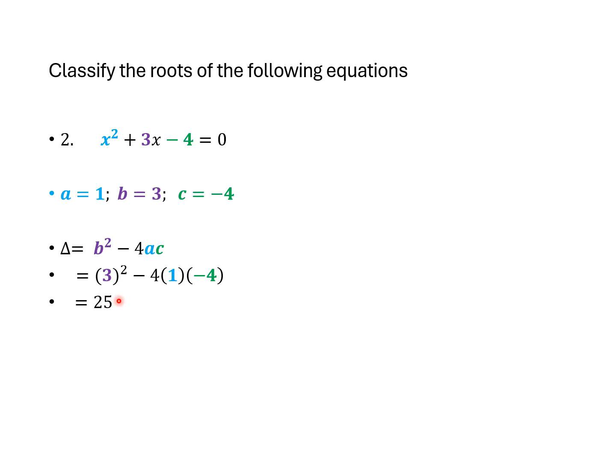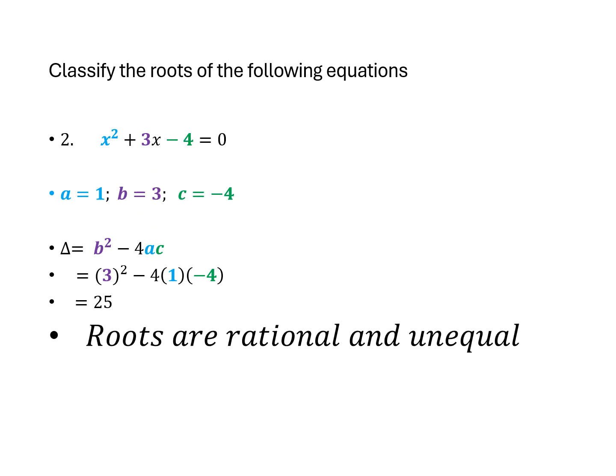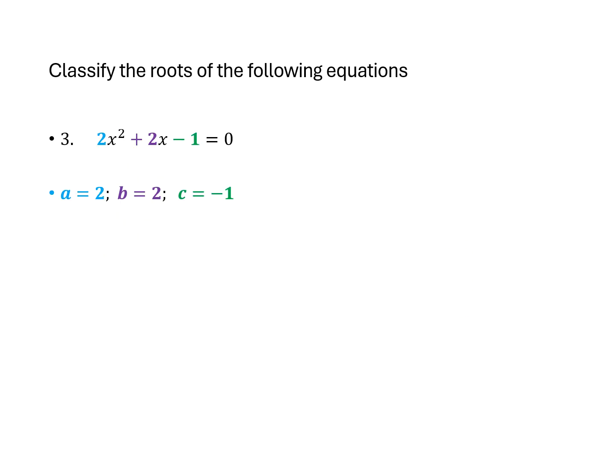Again it's greater than 0, so therefore it is real. It's a perfect square, so my roots are rational and unequal. It's real because it's greater than 0, but because it's a perfect square, it's rational and unequal. So I hope you follow and understand. Let's look at the third problem.